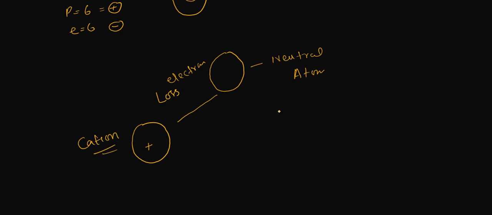On the other hand, when an atom gains electrons, a negative charge appears on the atom, and it is called an anion.